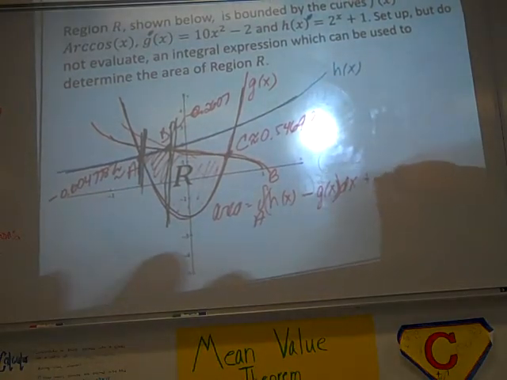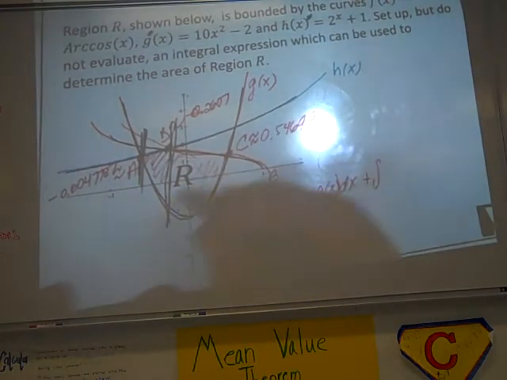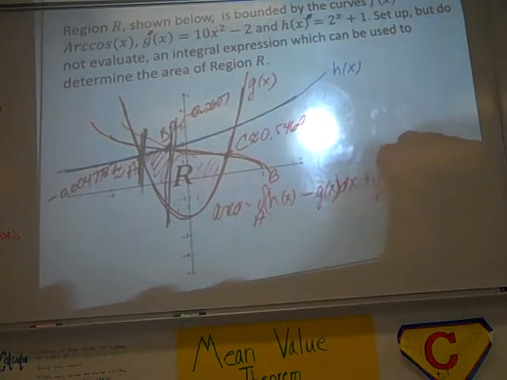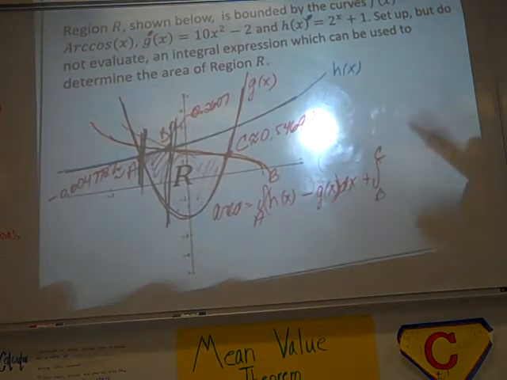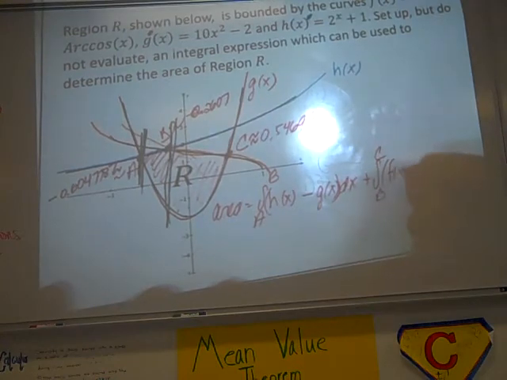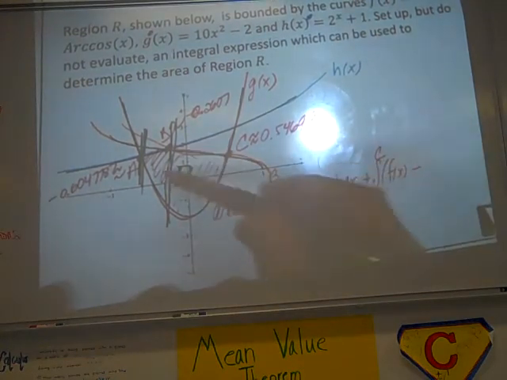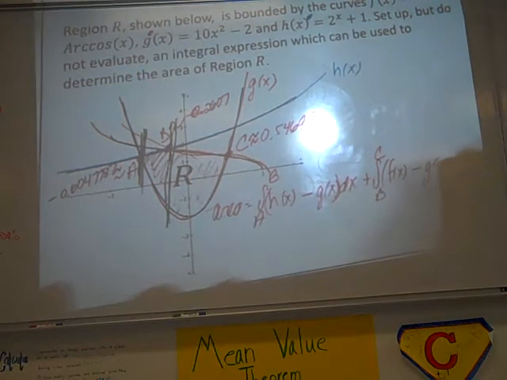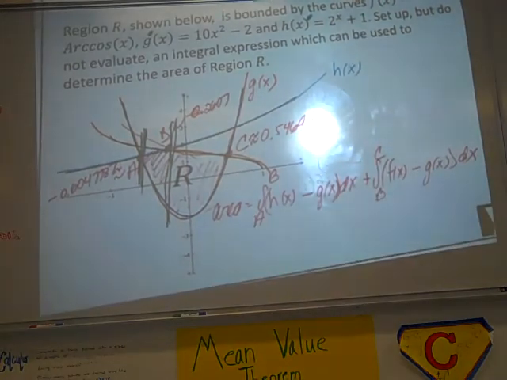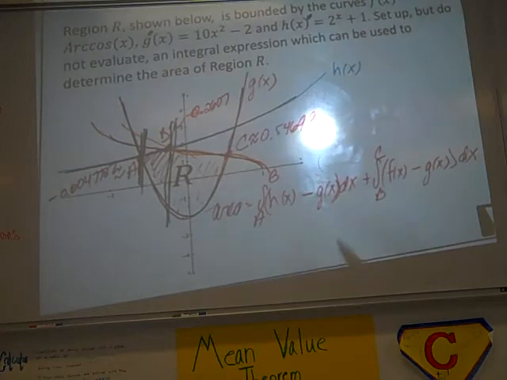Plus, I need to integrate to find this other area. We're going to go from B to C. Which function's on top? Now it's the arc cosine that's on top. So f of x minus the function on the bottom, g of x. I want to integrate that difference with respect to x. And that's it. That was a pretty difficult problem for us to jump into on the first one.